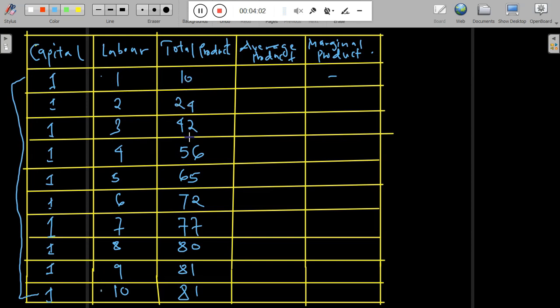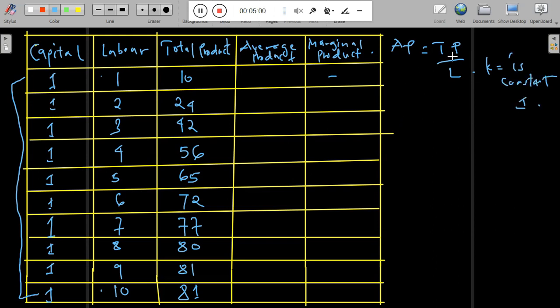We are going to look at how we can find the average product and the marginal product. Suppose we have labor 1 up to 10 and total product 10 up to 81. In order to find the average product, we take the total product over the change of the input level, that is L, where capital K is constant and equal to 1.